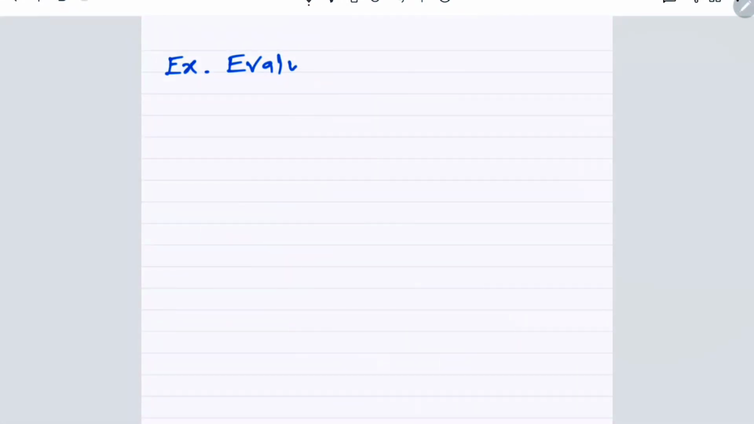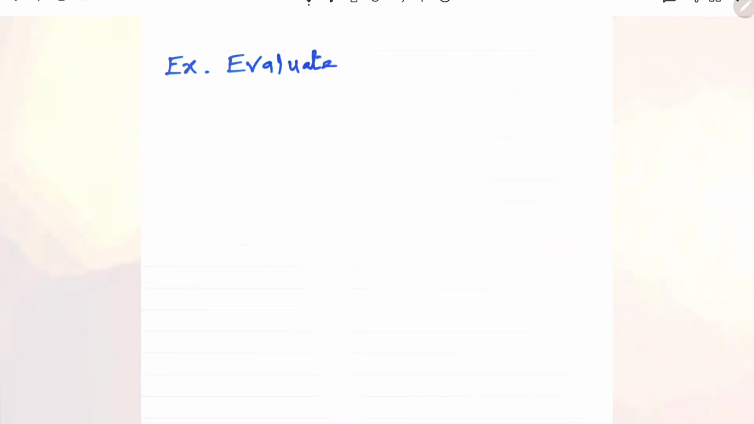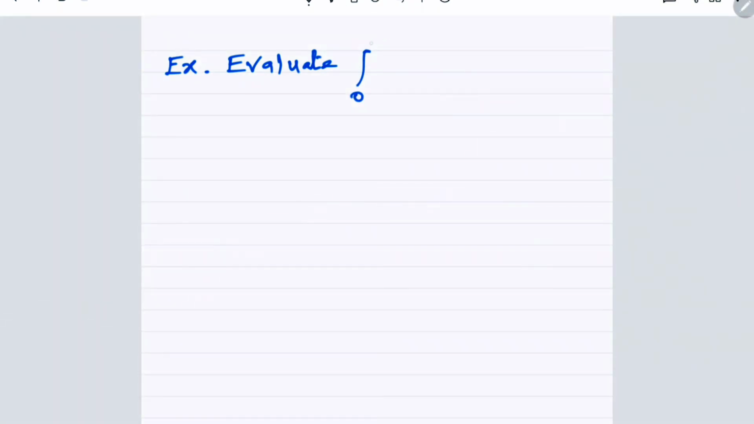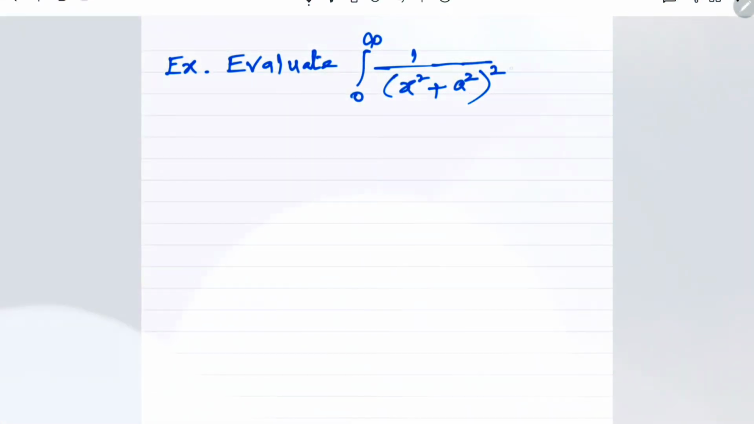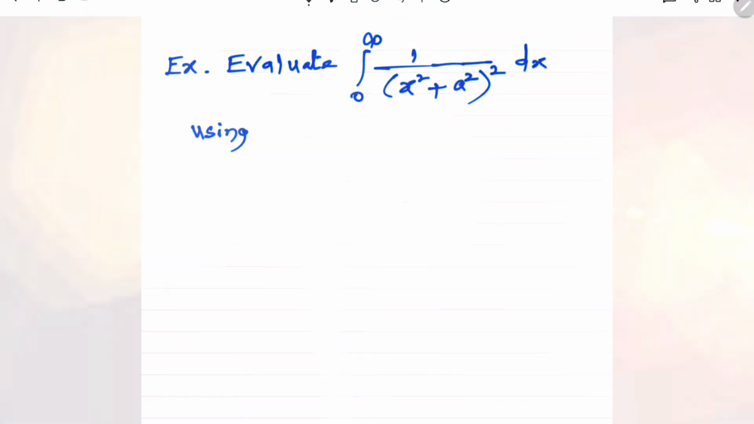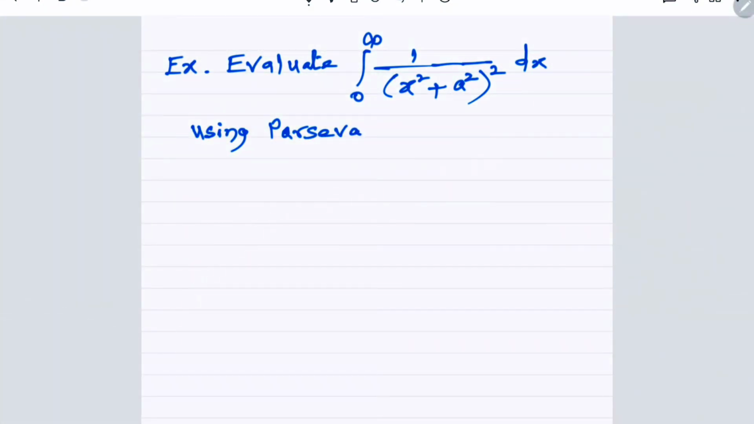Example: evaluate the integration from 0 to infinity of 1 upon (x square plus a square) whole square with respect to x, using Parseval's identity. Watch the video up to the end for a better understanding.